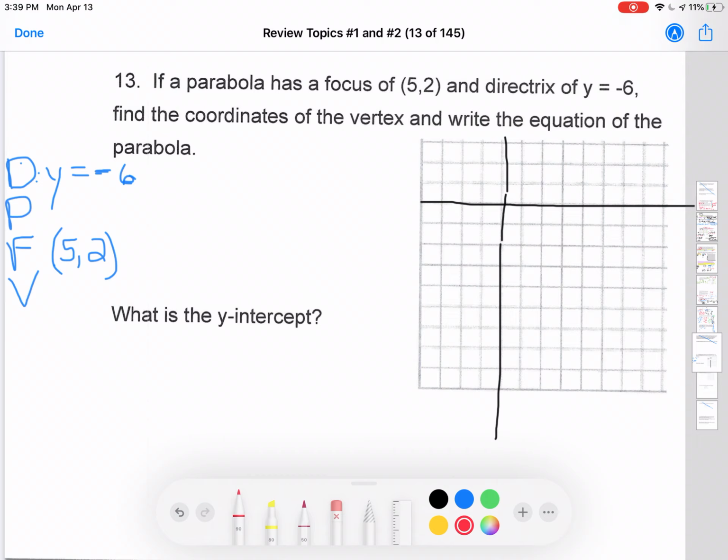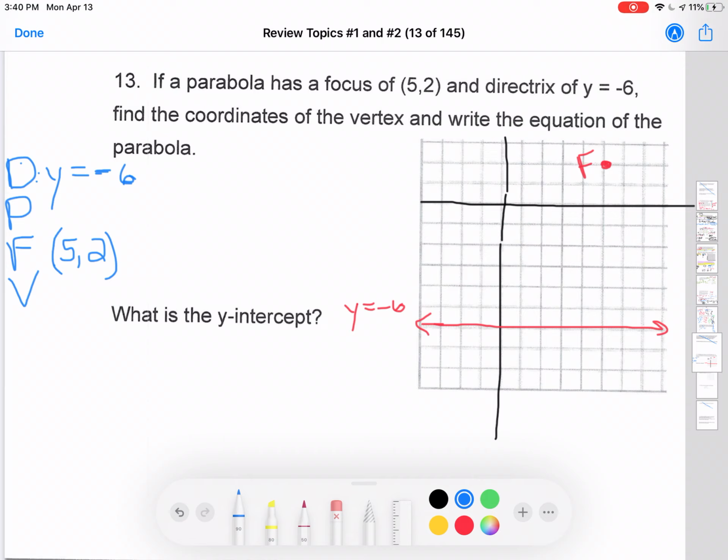All right, so now let's go ahead and graph. All right, so negative 6. 1, 2, 3, 4, 5, 6. So here's the directrix, right? Y equals negative 6. And the focus is 5, 2. 1, 2, 3, 4, 5, 2. Remember how the parabola eats the food, right? So I need to go dead center between those two.